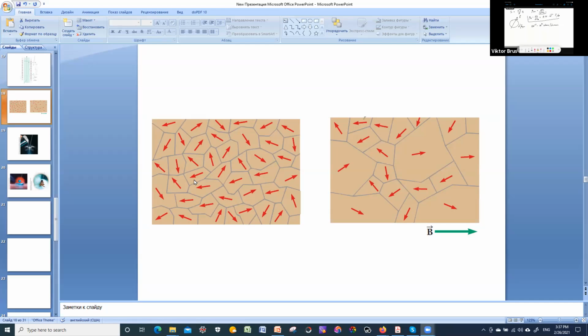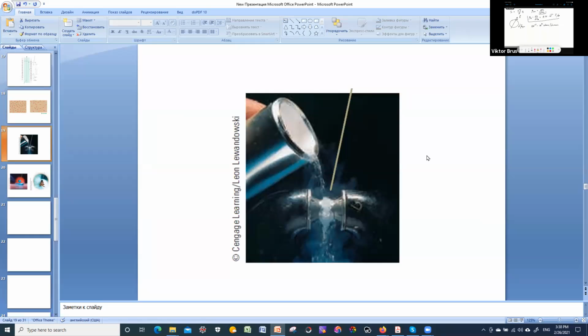Another class of materials, in terms of their magnetic properties, is paramagnetism or paramagnetic materials. One example of a paramagnetic material is liquid oxygen. If it's poured on top of a permanent magnet, liquid oxygen tends to be attracted by the poles of this magnet. So why does it happen?